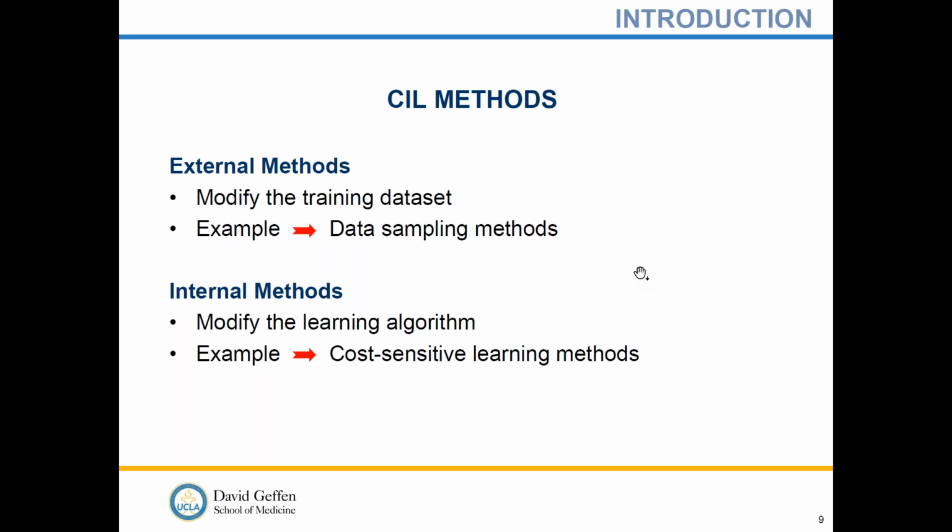Broadly speaking, the class imbalance learning methods or CIL methods are divided into two groups: external methods and internal methods. In external methods, you modify the training data set by either undersampling the majority class by removing some redundant information, or oversampling the minority class by creating synthetic artificial samples. And in the internal methods, you don't modify the training data set, you just modify the learning algorithm. Examples include cost-sensitive learning, where you assign a higher misclassification cost to the minority class.